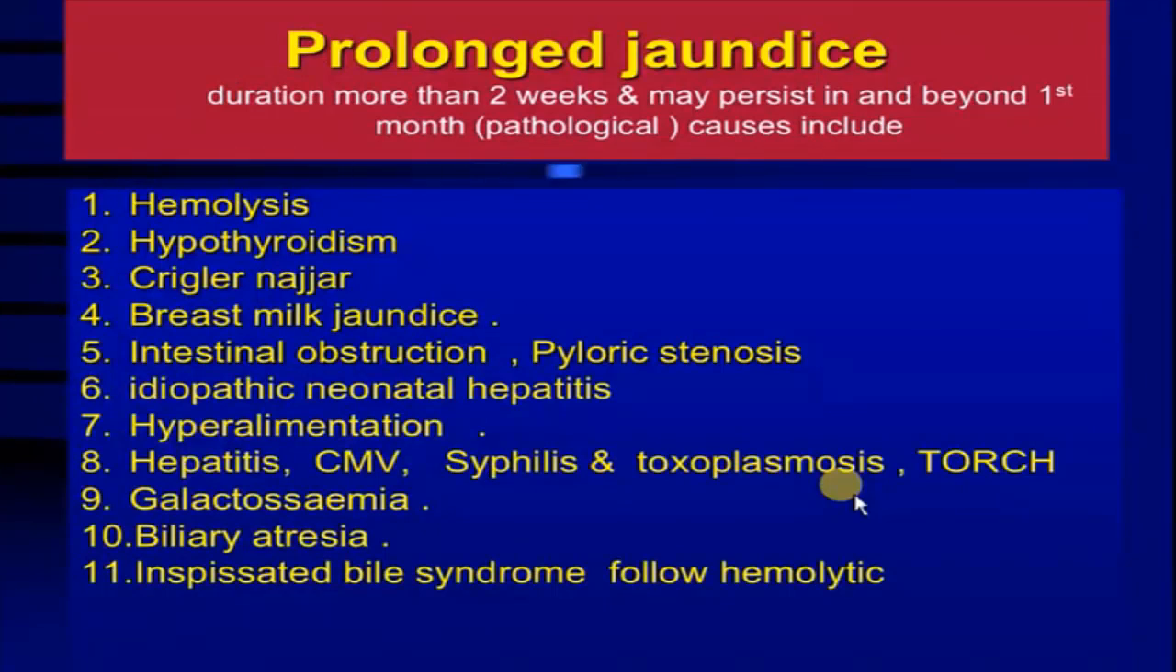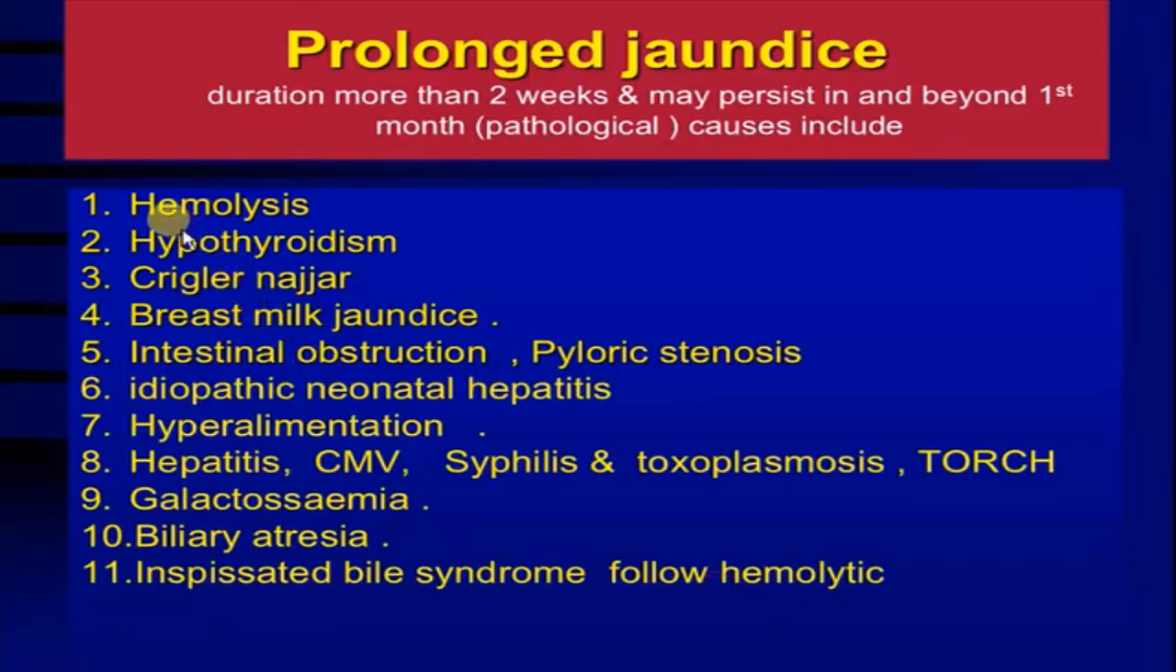What are the causes of prolonged jaundice? Duration more than 2 weeks, and it may persist in and beyond the first month. Causes include hemolysis, hypothyroidism, breast milk jaundice, intestinal obstruction and pyloric stenosis, idiopathic neonatal hepatitis, hyperalimentation or total parenteral nutrition, hepatitis, cytomegalovirus infection, syphilis, toxoplasmosis, and TORCH infection. Galactosemia, biliary atresia, inspissated bile syndrome, which is caused by severe hemolytic anemia.